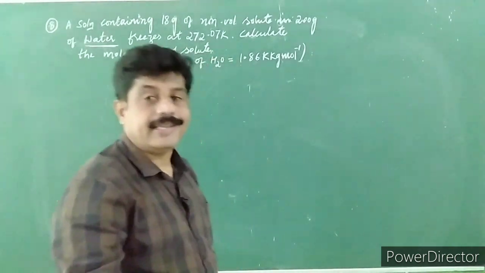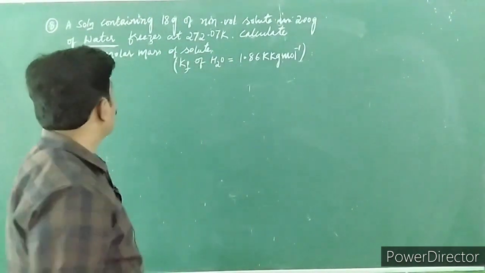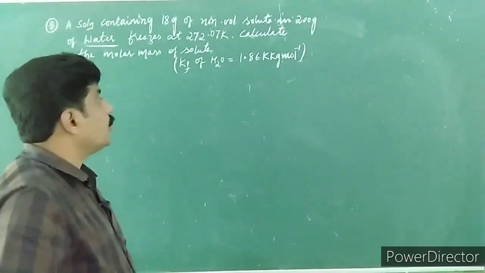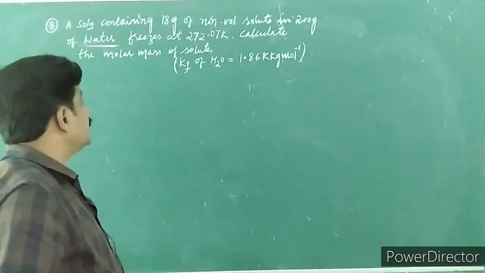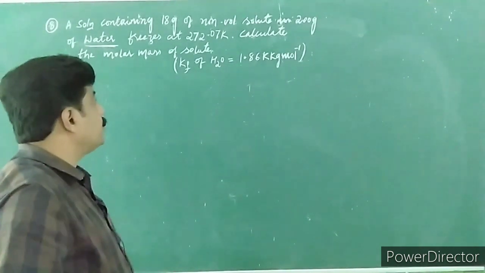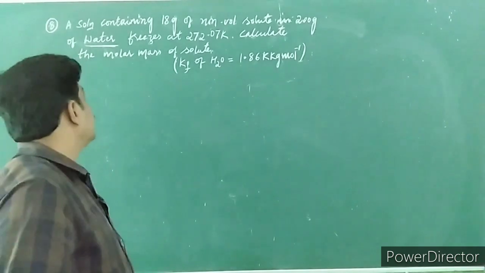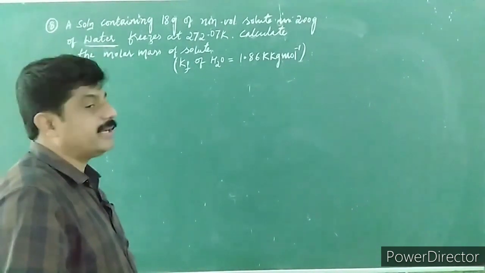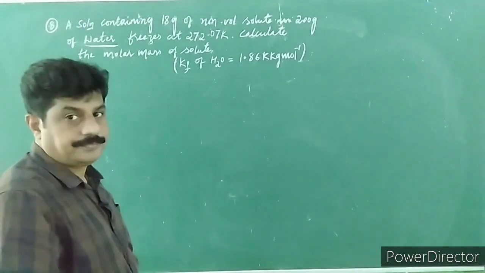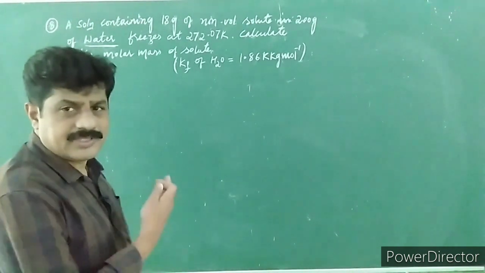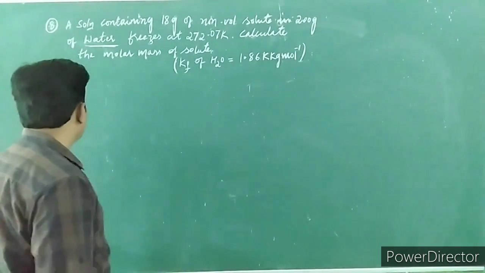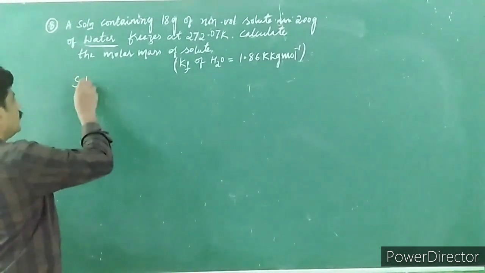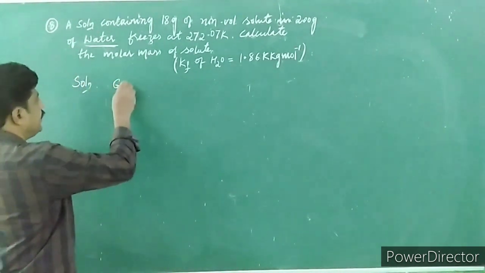Let me go for the next numerical. A solution containing 18 grams of non-volatile solute in 200 grams of water freezes at 272.07 Kelvin. Calculate the molar mass of the solute, given Kf of water is equal to 1.86 Kelvin kg per mole. Children, again it is a new simple numerical. Let me solve this numerical for you. Solution. Given data.